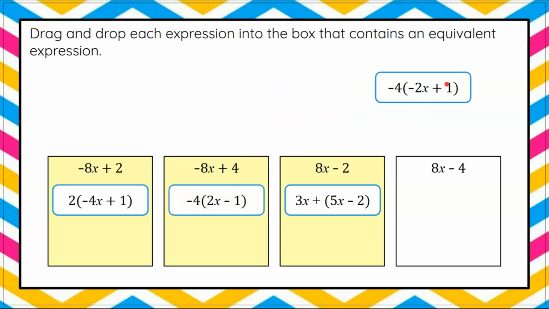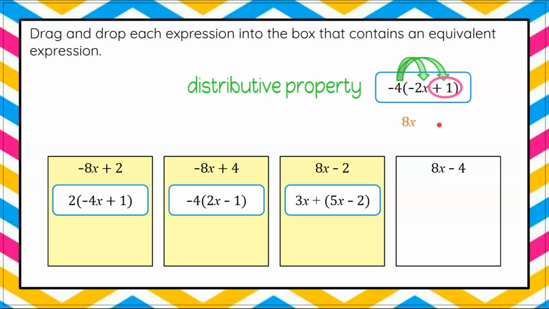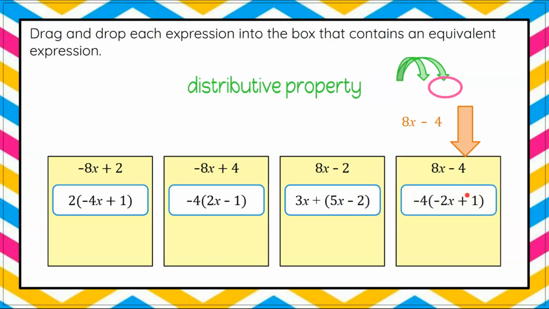And we have our fourth expression not in simplest form. I want to do the work out to make sure I haven't made a mistake and that it does indeed match. I don't want to just assume. So here I see I have parentheses. I want to apply the distributive property. So negative 4 multiplied by negative 2x is going to give me positive 8x. Negative 4 multiplied by positive 1 is going to give me negative 4. 8x subtract 4 is my equivalent expression, and I'm going to drag and drop into that box.